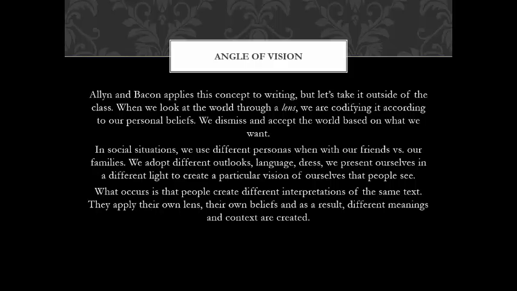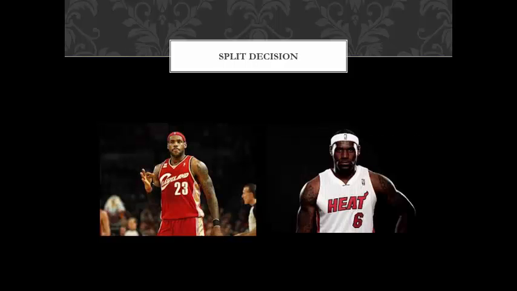So we call this the angle of vision because how the vision we have of our audience will impact what it is we're going to say, what it is we're going to write, and what it is we're going to do. And so when we talk about this split decision, when you're starting to write something, you have to make the decision about who your audience is, what you want to say, to whom you're going to say it. And it's very important to know to whom you're going to say it.